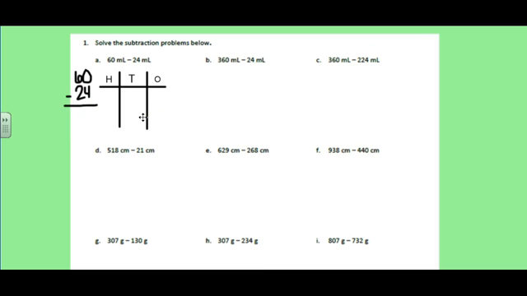So what I want you to do is to go through all of these and write the actual problems vertically up and down, and then draw your place value chart right next to your problem. And we're going to do that for all of these, okay?